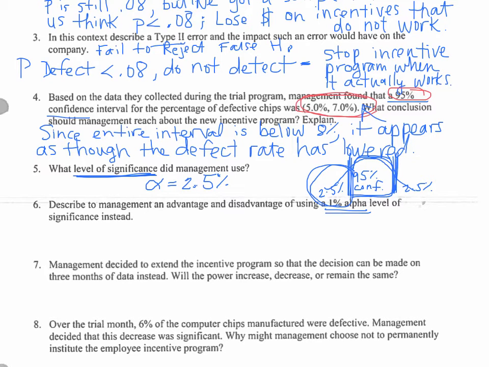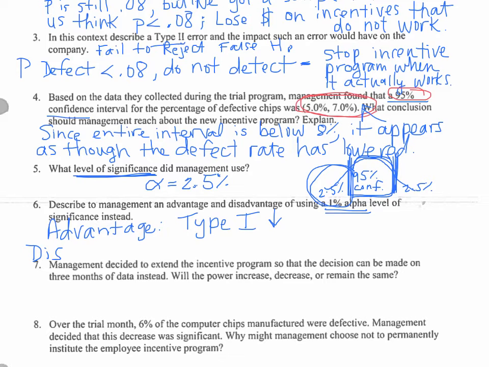Now, describe to management an advantage and disadvantage of using a 1% alpha level. Well, let's think about that. So our alpha went down. The advantage, the way you want to break this up, is you want to say the advantage is whenever an error went down. So the error that went down is type 1 error. So the type 1 decreased.